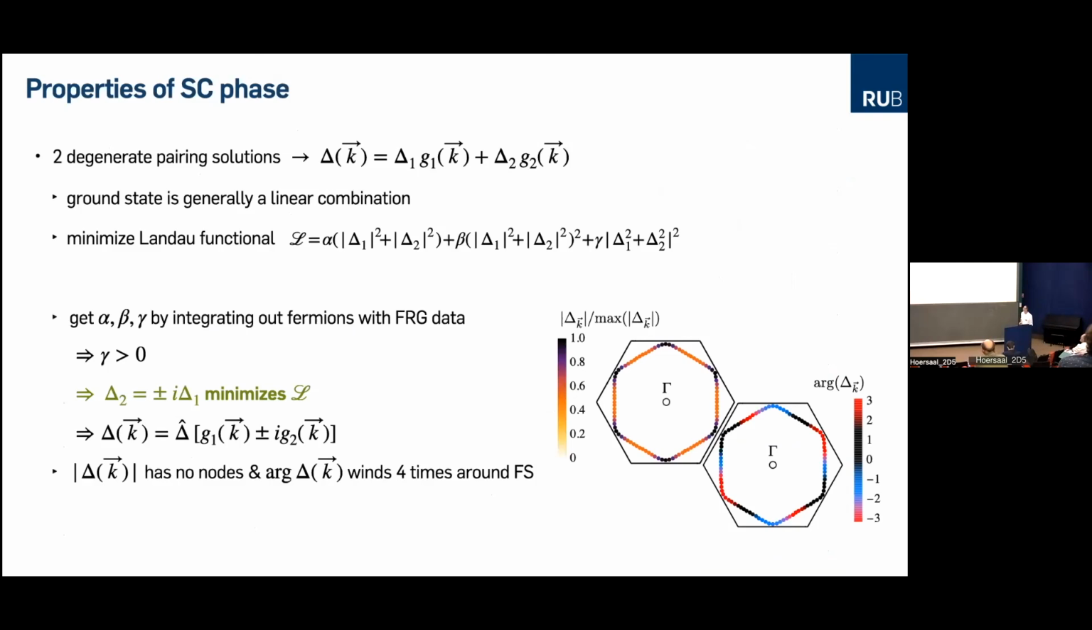To that end, you can construct Landau theory, where you take into account both form factors or both gap functions, and you will find, so this is really rushing through, you will find that the best state that you can construct out of that is the one with the same amplitude but a complex unit in front of it. So basically classified as a G plus iG superconducting state. And if you just look at the phase winding of this superconducting state, you will find that it winds 4 times around the Fermi surface.